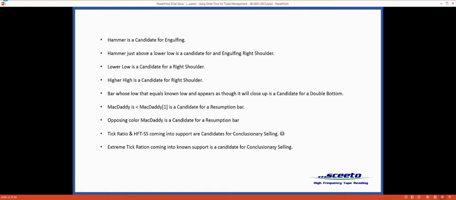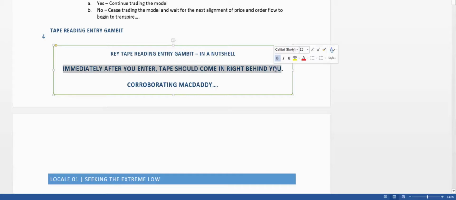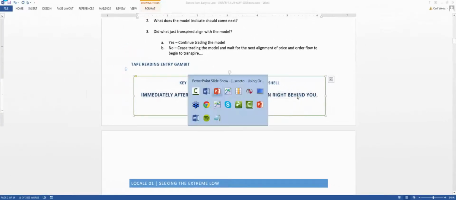So if we have a candidate and we have an entry gambit, and a gambit means that there's a potential loss, we can take it, but immediately after that, we want to see tape come in right behind you. It should respond. Price should respond. This is a wait for the stars to align, take it, and then very, very tight stop.